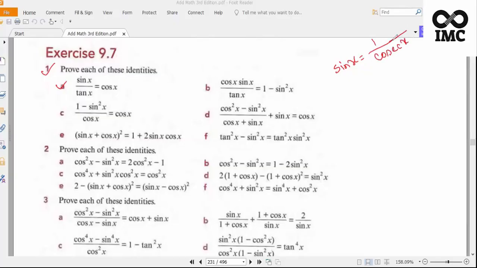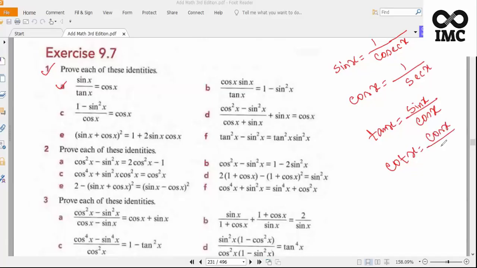Similarly, cosec x will be 1 by sin x. Then cos x will be 1 by sec x, or sec x will be 1 by cos x. Then tan x will be sin x by cos x, or cot x will be cos x divided by sin x. So from this idea, we can write another formula, that is tan x equal to 1 by cot x.